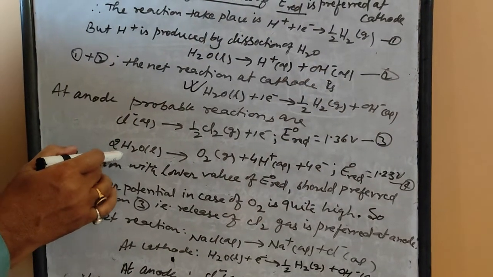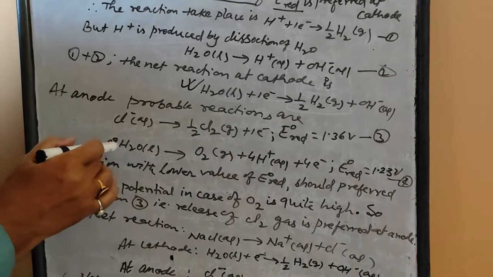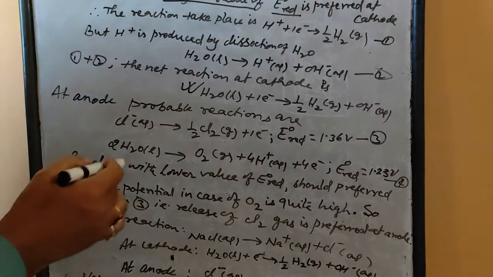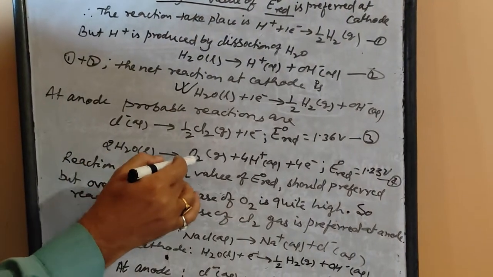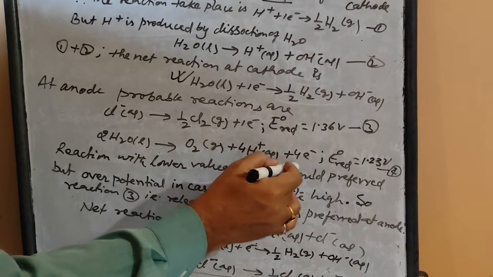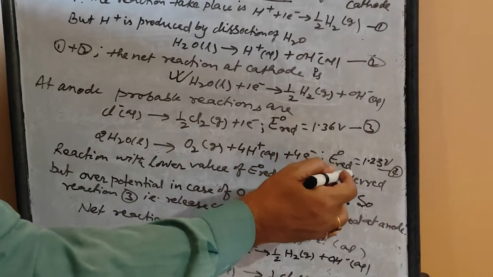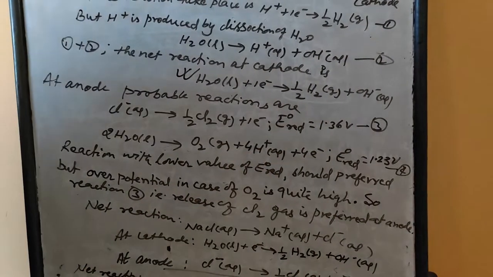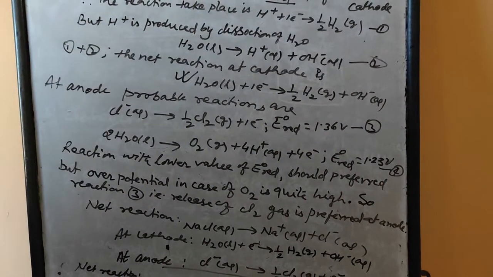Now oxidation of water is 2H2O liquid gives O2 gas plus 4H plus aqueous plus 4 electron, and here E naught red is equal to 1.23 volt.